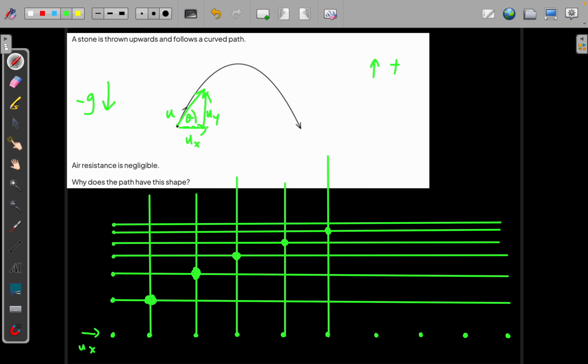So this one will be here, and then eventually it reaches a maximum at this point. So that's the top of the parabola just there. So it stopped in the y direction. And now it's going to accelerate back downwards.